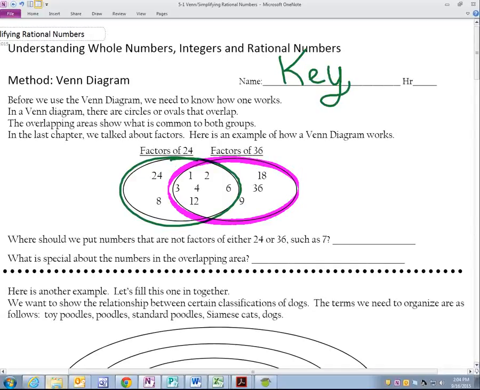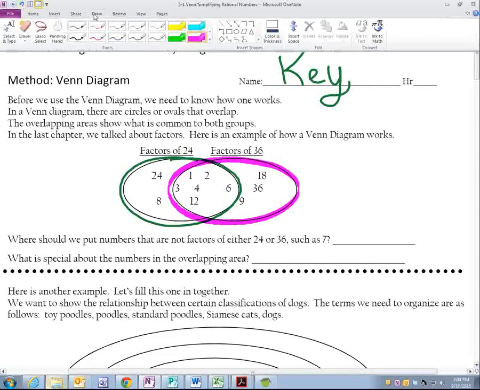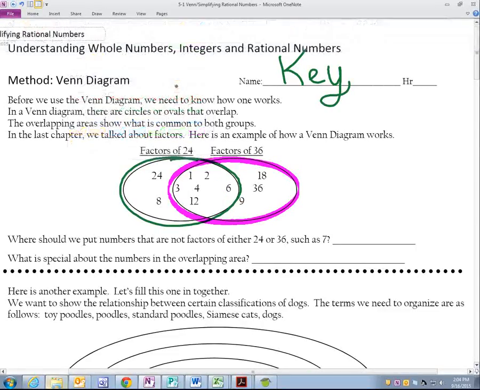But where would we put numbers that are not factors of 24 or 36, such as 7? Let's say you had to put the 7 somewhere. Where would you put it? Raise your hand. Where would it go? Where would a 7 go? Yes. In the middle? Like here? You sure about that? You have to put a 7 down.